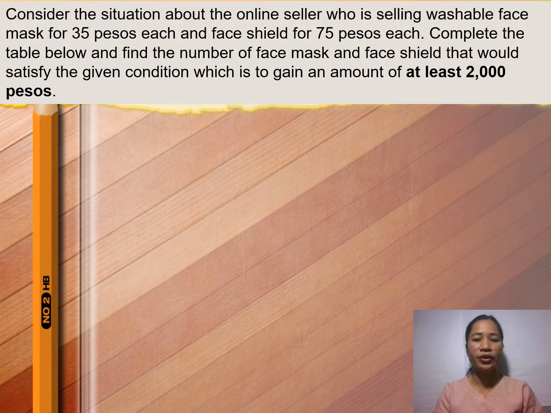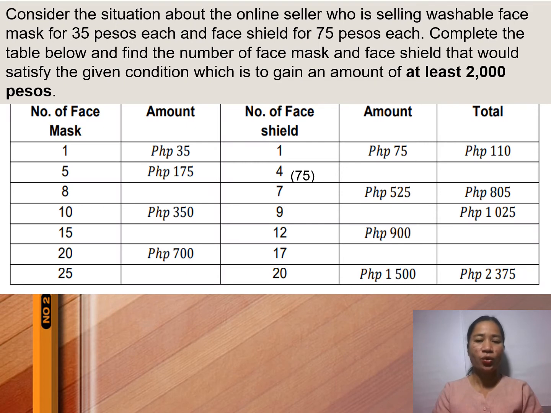Let's have another activity. Consider the situation about an online seller who is selling washable face masks for 35 pesos each and face shields for 75 pesos each. Complete the table below and find the number of face masks and face shields that would satisfy the given condition, which is to gain an amount of at least 2,000 pesos. How many of each does the online seller need to sell to gain at least 2,000 pesos?